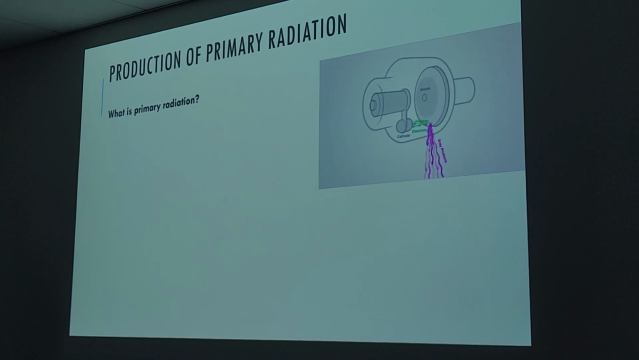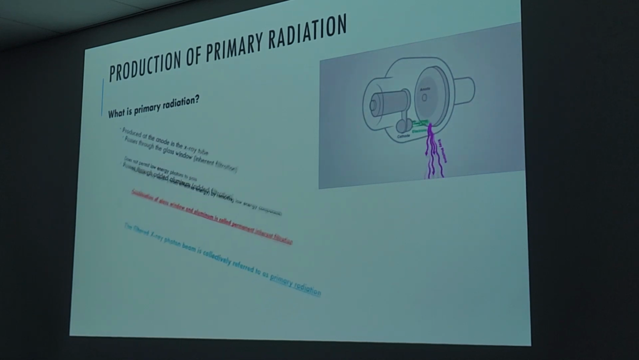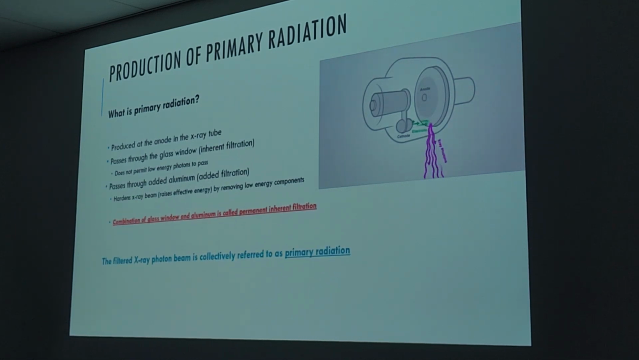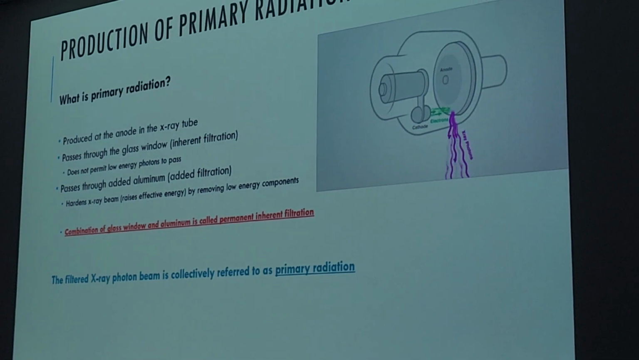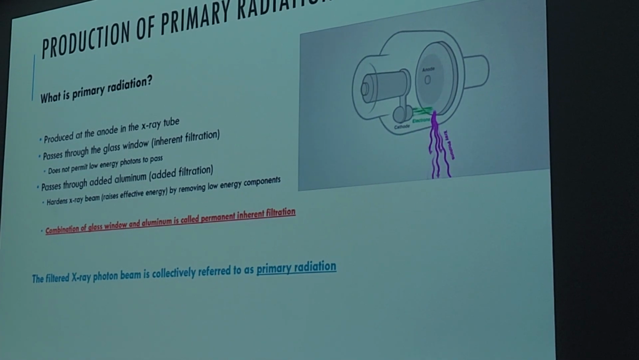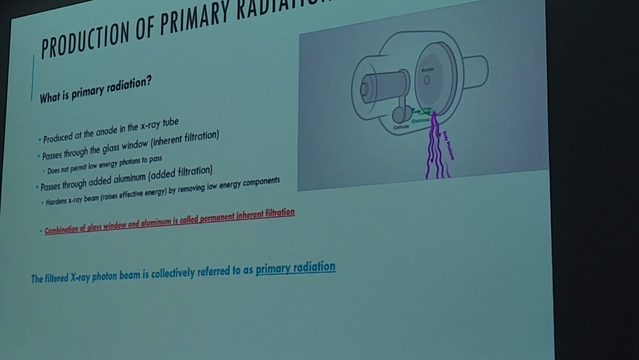Filtration. And we have 2 kinds of filtration, which are inherent and added. Where do we find inherent? Inside the tube. Built in. The glass window, that is our inherent filtration. It does not permit low energy photons to pass.